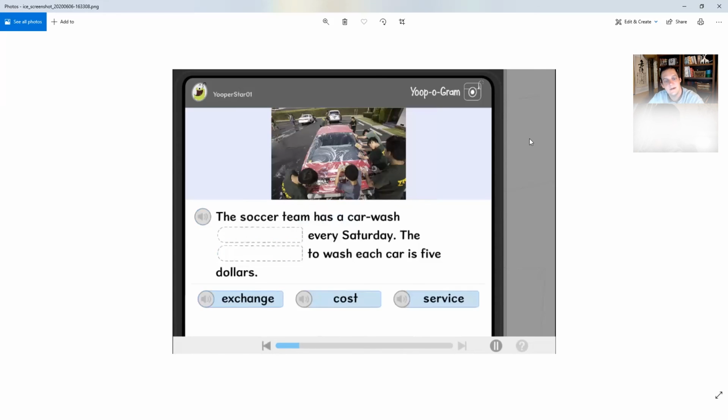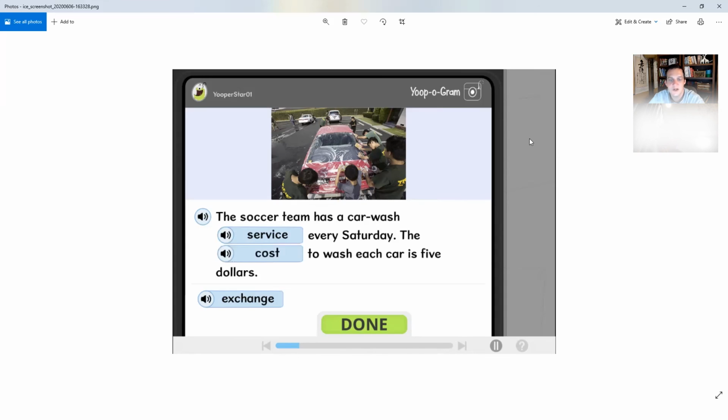How about this one? Car wash. The soccer team has a car wash service every Saturday. Service. Every Saturday. The cost to wash each car is $5. Yeah. $5 to wash the car. Thank you. And they use this money for the soccer team to buy clothes, soccer team clothes, or some soccer ball. Woohoo! Now we can play soccer.